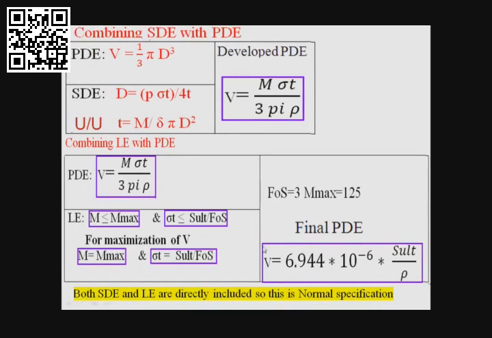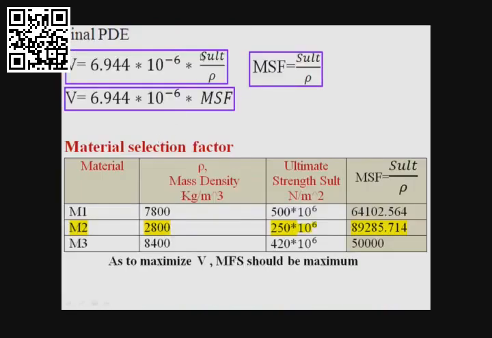So these values should be substituted for the material which leads to maximizing this value. That is why this is the maximizing parameter, SUT by ρ. SUT by ρ is the MSF here. We need to calculate this value for different materials and select the material which maximizes it, because it will increase the storage capacity of the pressure vessel. Our aim is to maximize the capacity of the pressure vessel.